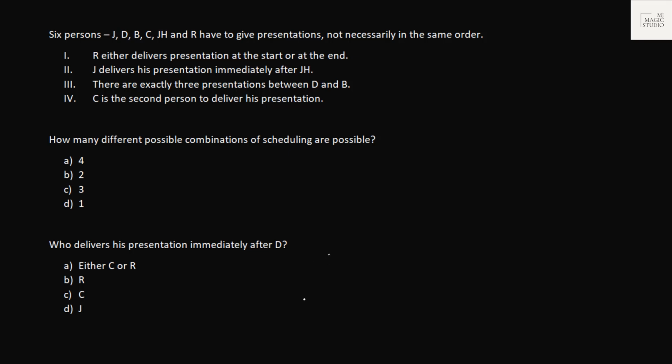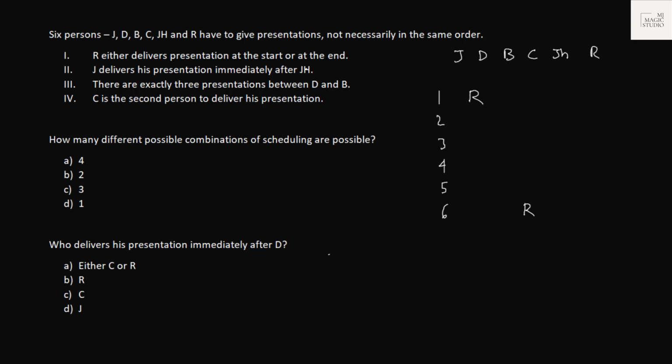Again, the only reason for picking up this question is data might be insufficient and we can end up getting different solutions. Six people: J, D, B, C, JH and R. These are 1, 2, 3, 4, 5, 6, not necessarily in the same order, who have to give presentations. So we have got 6 positions for presentation. R either delivers the presentation at the start or at the end. So here we have got two options. R is starting or R ending.